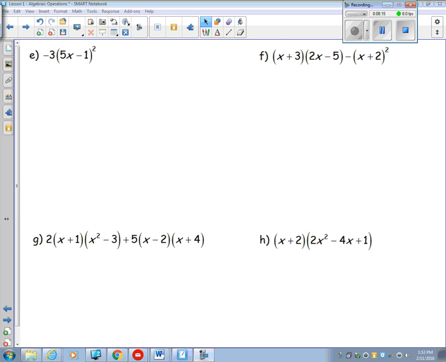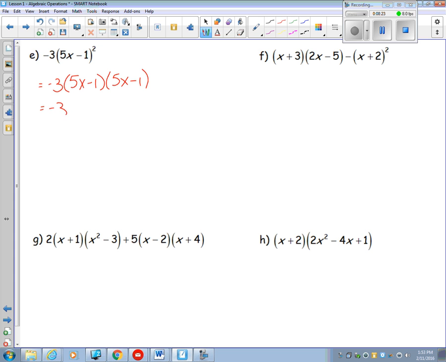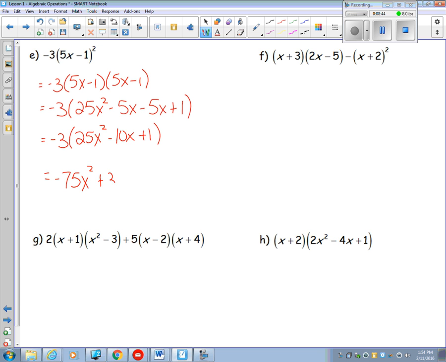Okay, so let's see how we did here. As we said before, we see a bracket squared, but let's write it out twice. We'll leave the number alone at the beginning until we need to deal with it. 5x times 5x is 25x squared. Then minus 5x and minus 5x plus 1. We'll collect all the like terms. The ones in the middle are important. And then we'll multiply it all by negative 3. So negative 75x squared plus 30x minus 3.